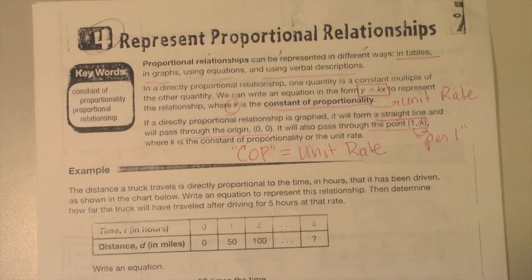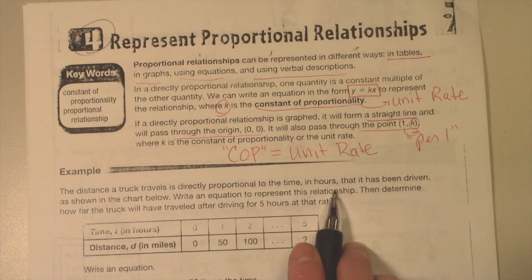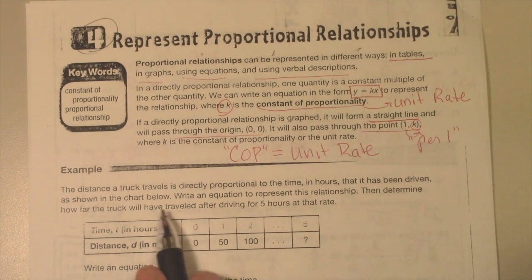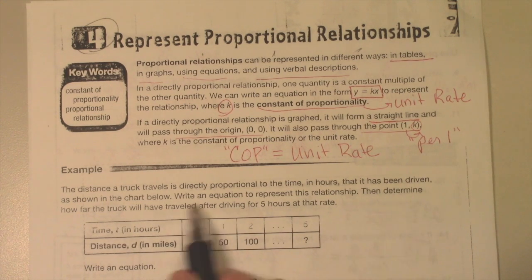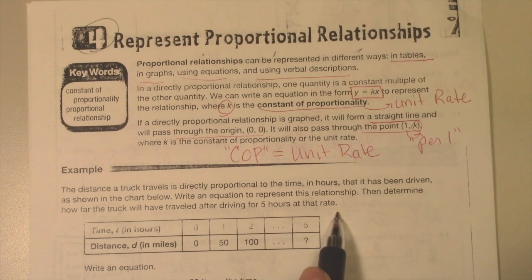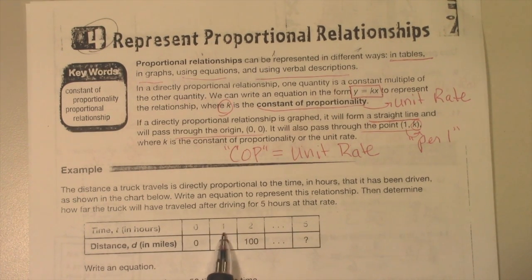Okay, example. The distance a truck travels is directly proportional to the time in hours that it has been driven, as shown in the chart below. Write an equation to represent this relationship, then determine how far the truck will have traveled after driving 5 hours at that rate. Writing that equation is kind of giving you a formula to determine future miles. So time in hours is up here: 0, 1, 2, 3, 4, 5.